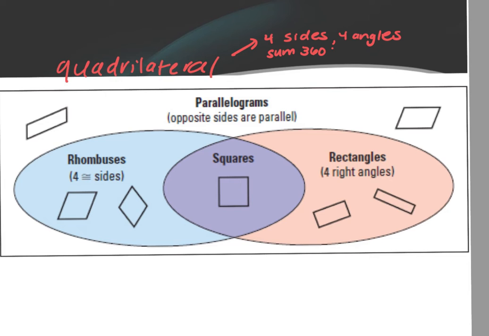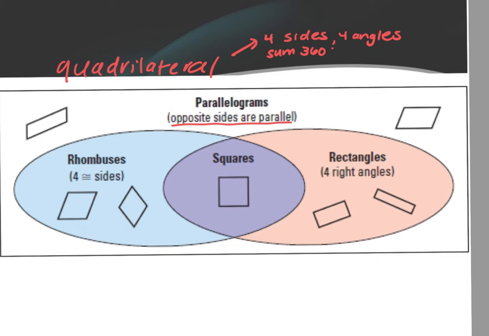Then we get more narrow and we start talking about parallelograms. So what do we know about parallelograms? Opposite sides are parallel. But not all sides are congruent. Nope. What else do you know about a parallelogram? Remember, there's 5 things you know about a parallelogram.